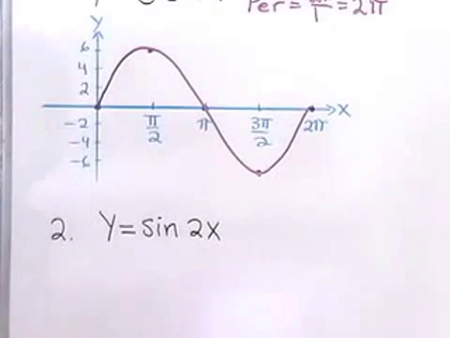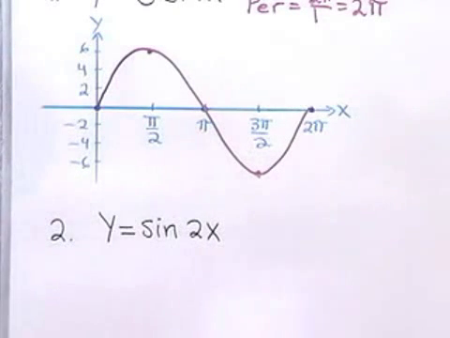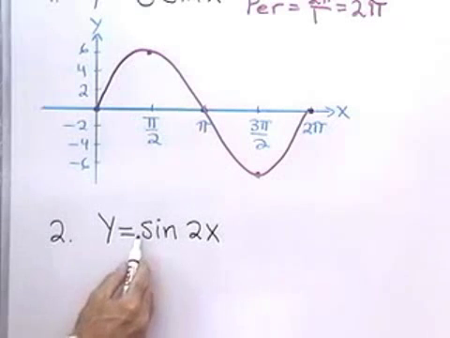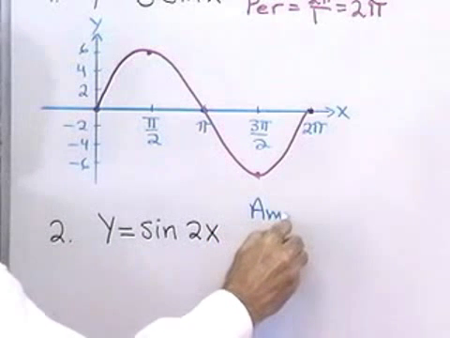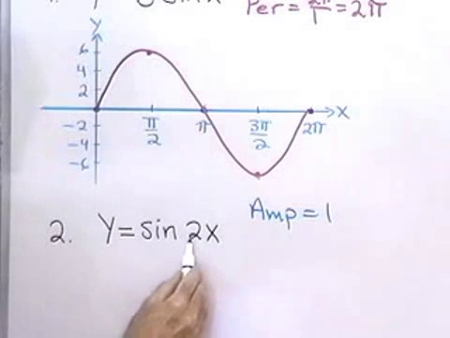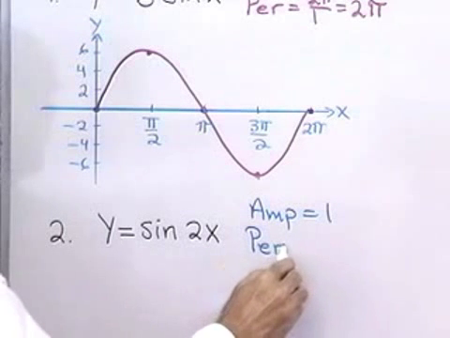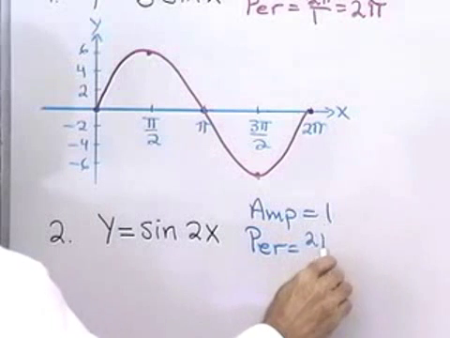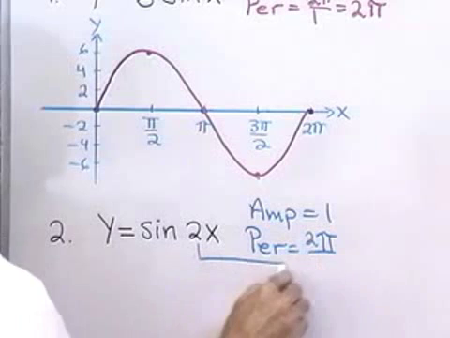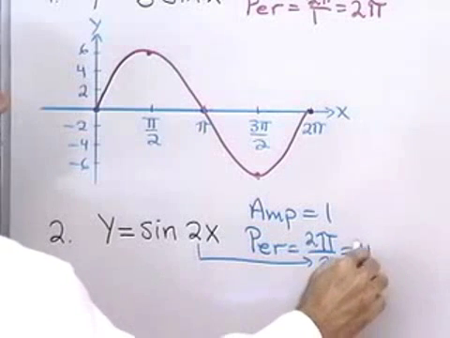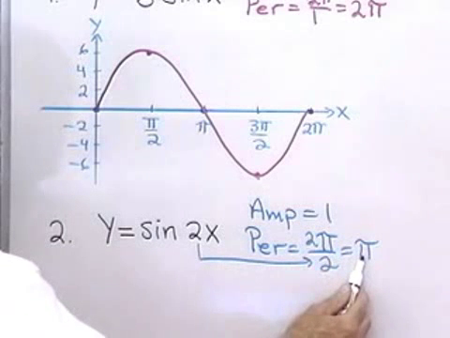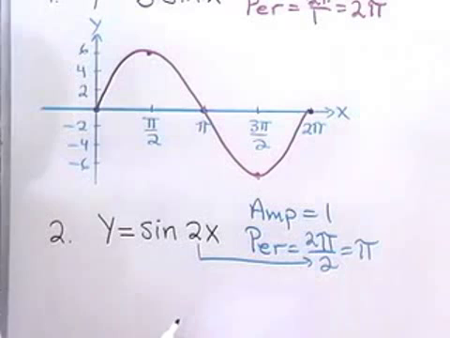Here's our next problem. Let's sketch the graph of y equals sine 2x. Now in this case, the coefficient of sine is 1, so I have an amplitude of 1, and this coefficient here will give me the period. The period is going to be 2 pi divided by this coefficient, 2, which is just pi. So this graph will be a sine curve. It'll go through one complete cycle in pi units on the x-axis, and it has an amplitude of 1.